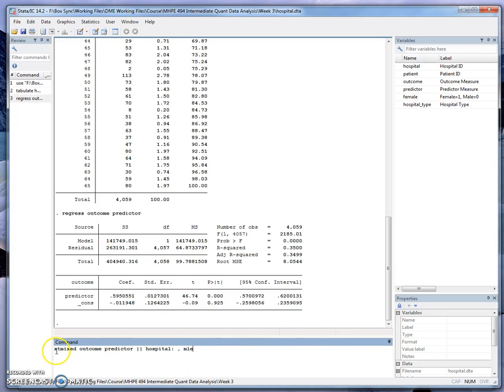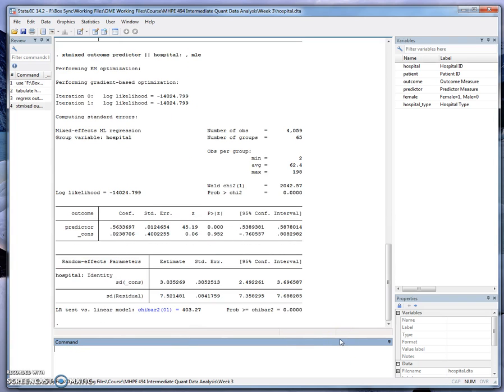Basically, this means we're going to run a mixed effects model. This is your dependent variable, and this is your independent variable. If you want to put more independent variables, you certainly can, for example female and other things here as well. And this is your grouping variable, and then you just put a colon at the end. You press enter, and you see this output come out.